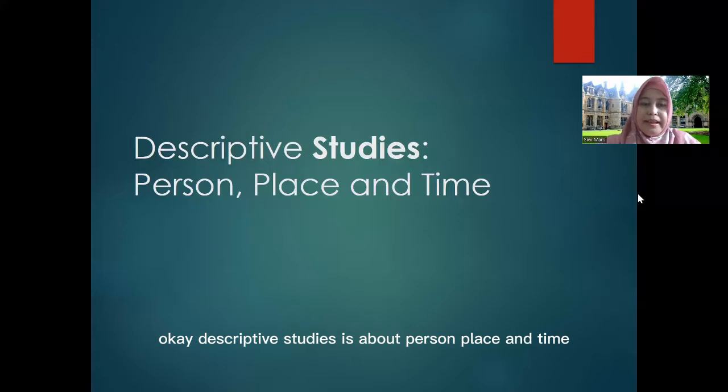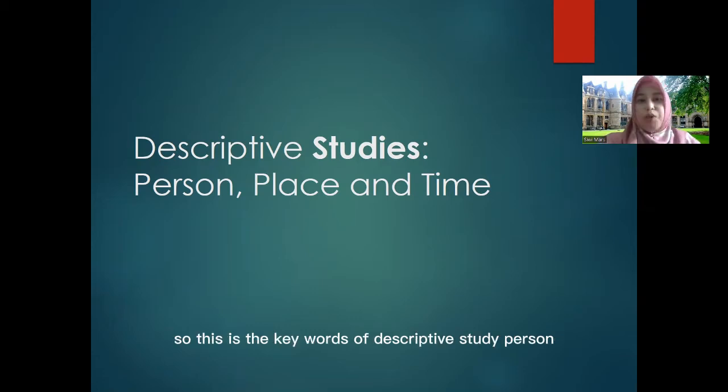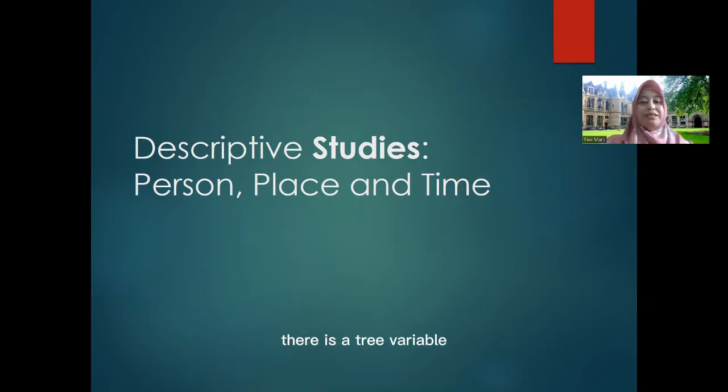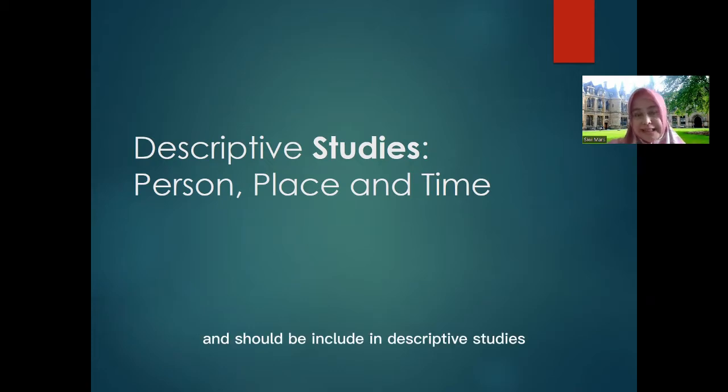Descriptive studies are about person, place, and time. So these are the keywords of descriptive study: person, place, and time. There are three variables that we should usually consider and that should be included in descriptive studies.